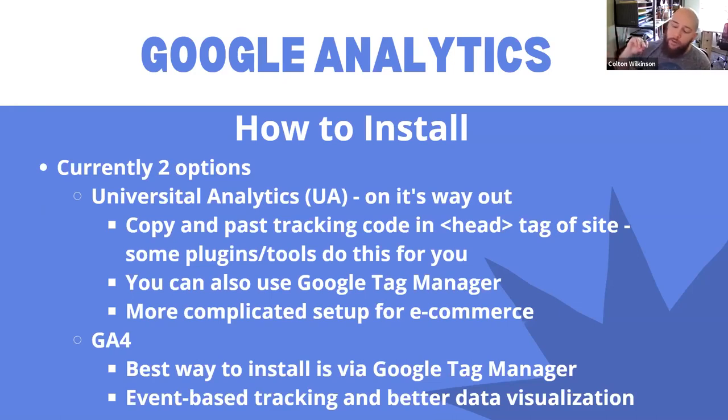For UA, you can, again, do this through Google Tag Manager, or you can just copy and paste the tracking code into the head tag of the site. And again, there are some plugins and tools that can do that for you if you're not comfortable with HTML. If you do have an e-commerce site, analytics is extra important to install, but it's also infinitely more complicated. Again, there are some tools out there that can help you set that up. I would probably recommend getting a developer involved for that one. But if you just have a basic lead gen site, it's pretty straightforward to install.